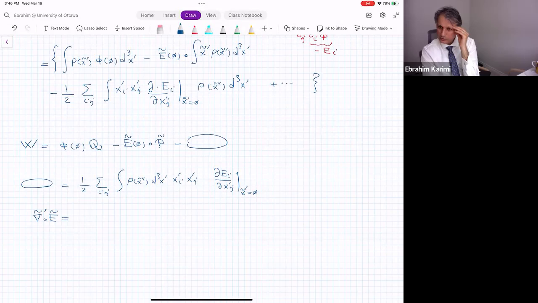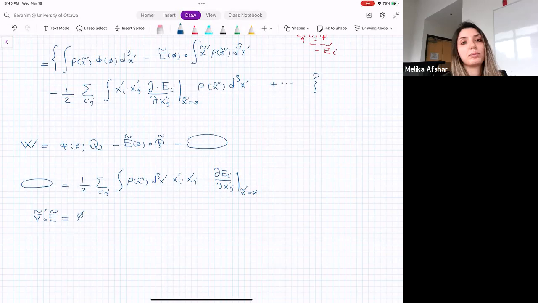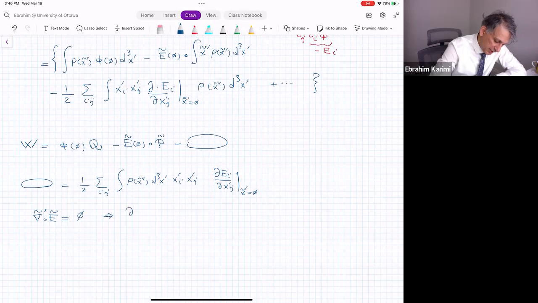Any thoughts? It's zero. Because that field is not created due to the charge. It's created due to the charges outside of the region, not here. Okay. So what does it mean? This means that the derivative with respect to x prime i of E i is equal to zero. Do you agree?